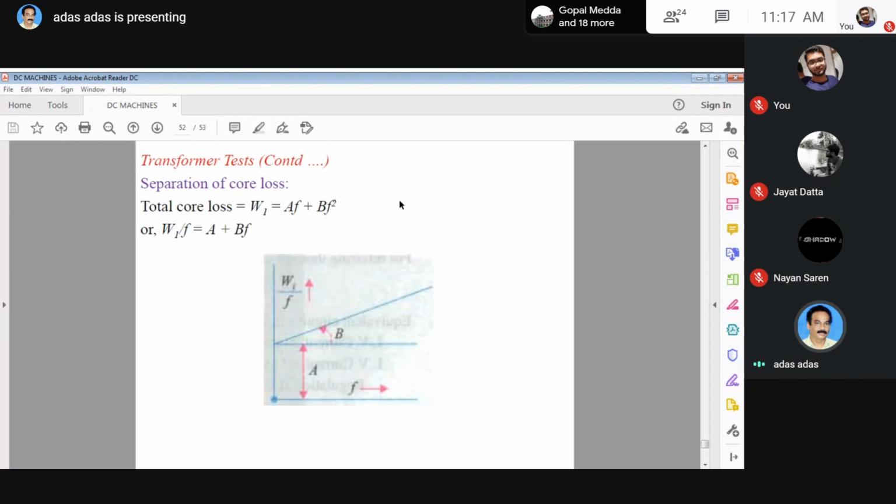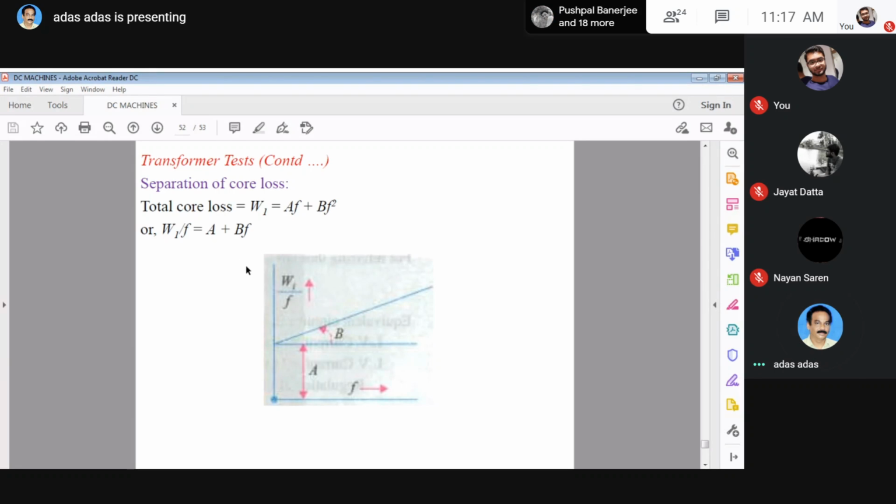Separation of losses. Total core loss W1 equals A F plus B F square. You know what A and B are. Actually, these come from Steinmetz's empirical relations. The hysteresis loss depends on the frequency and the eddy current loss depends on the frequency square. From here we can write W1 by F equals A plus B F.